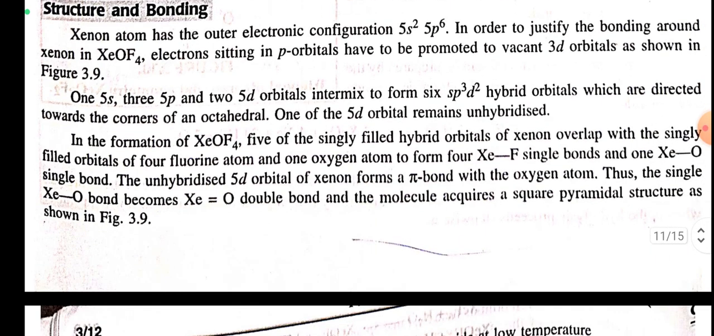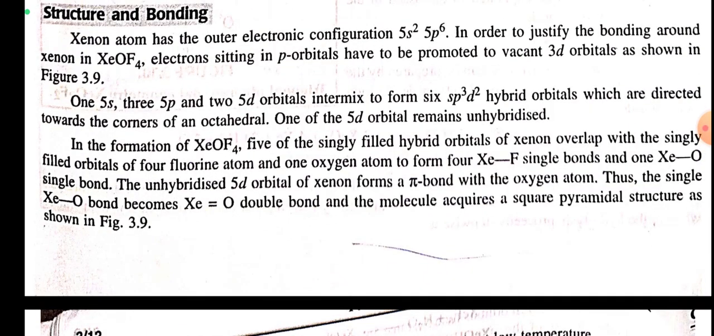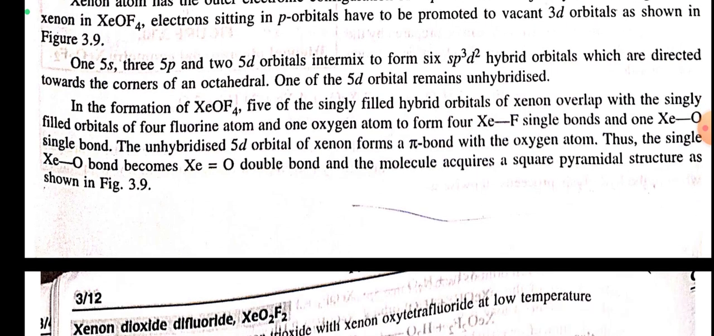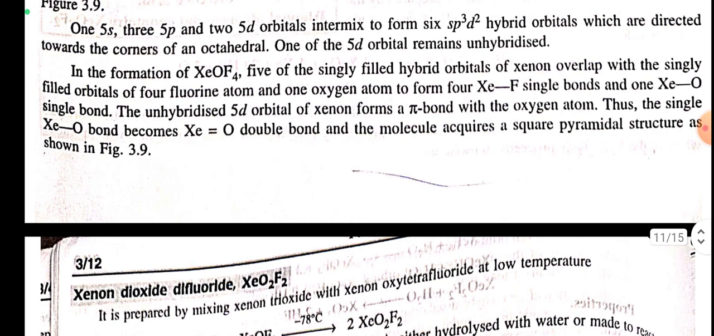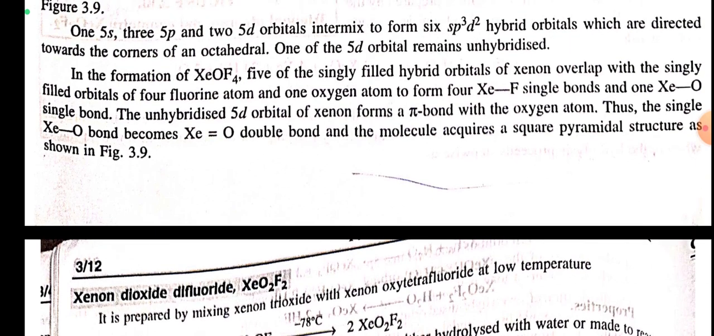Structure and bonding. The xenon atom has an outer electronic configuration of 5s2 5p6. In order to justify the bonding around the xenon in xenon oxytetrafluoride, electrons sitting in the p orbital have to be promoted to vacant d orbitals as shown in the figure. 1 5s, 3 5p, and 2 5d orbitals intermix to form 6 sp3d2 hybrid orbitals, which are directed towards the corners of an octahedron. One of the 5d orbitals remains unhybridized.